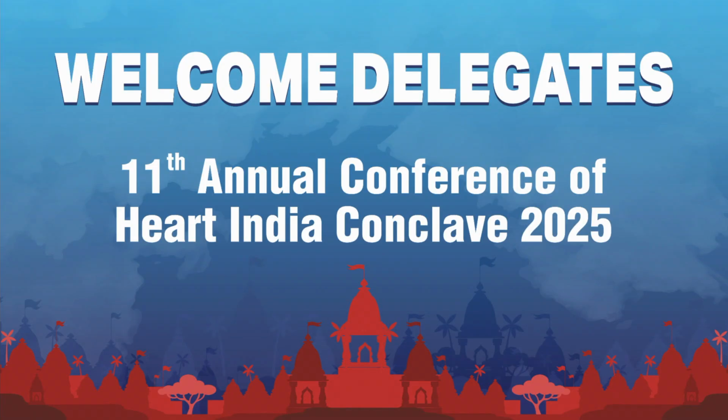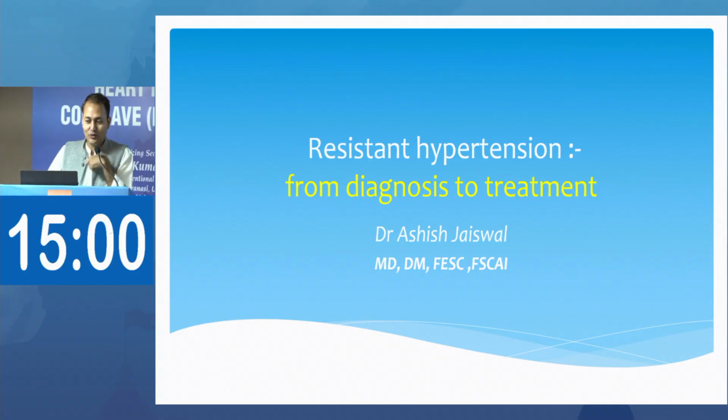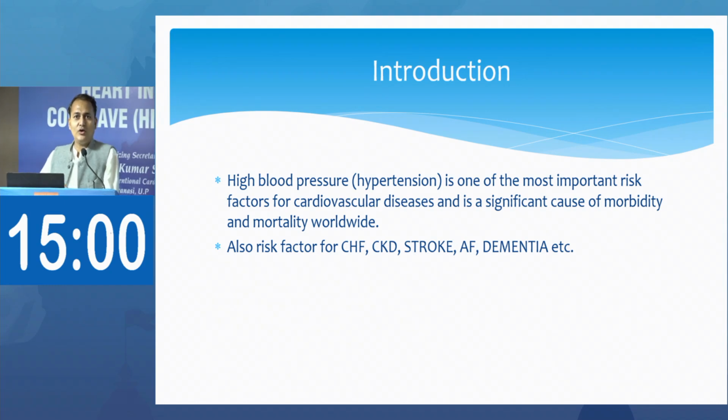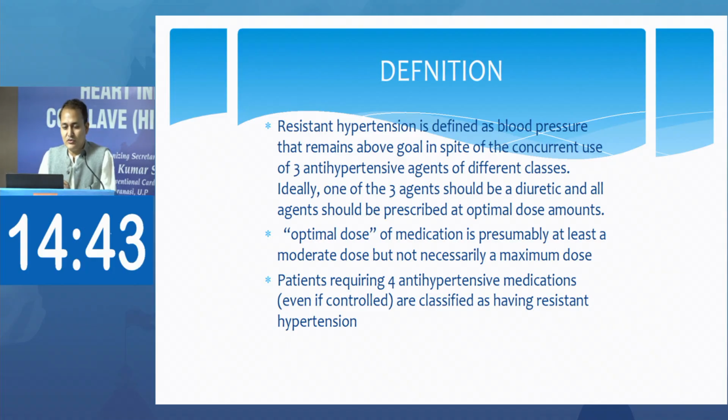Thank you, chairpersons and organizers. So this is, I think, quite a lengthy topic. I would like to touch upon interesting or important clinical clues on how we should be approaching a patient with resistant hypertension. By definition, as we all know, if we have a patient of hypertension where we are not able to achieve the goal with three medications, one of them being a diuretic, and the patient has to be on optimal doses, the maximum tolerable dose, that is included in the definition.